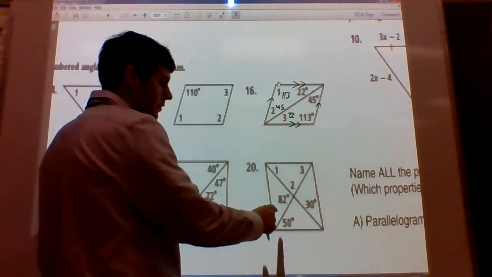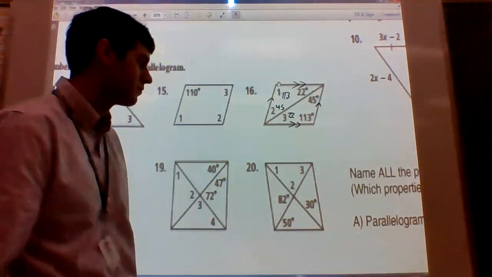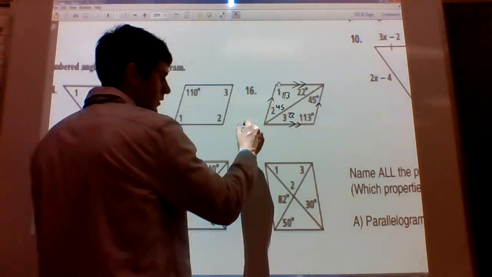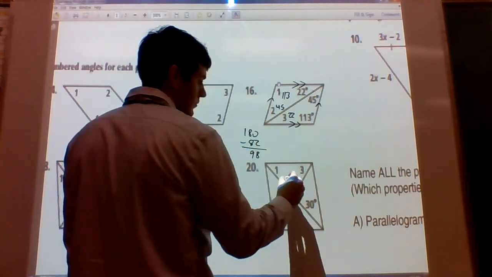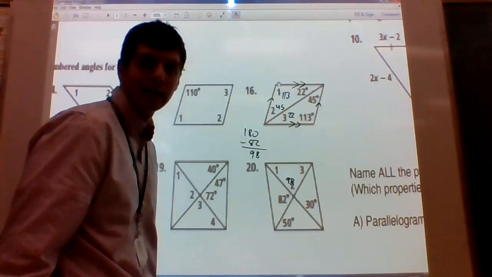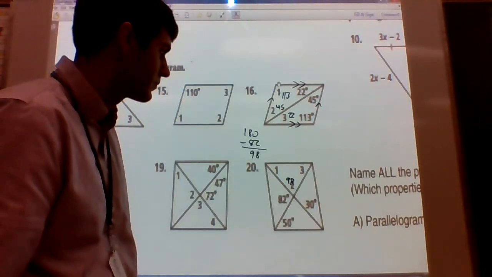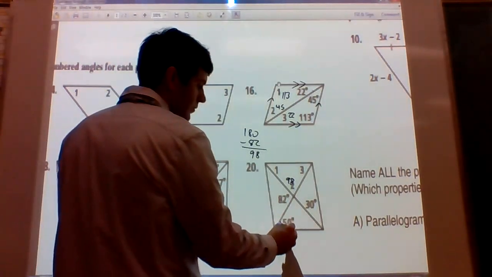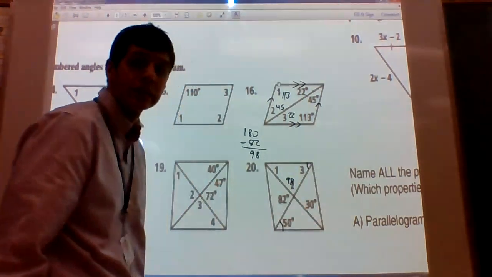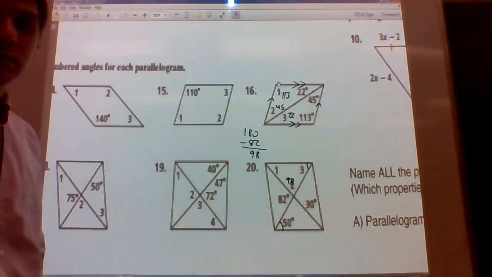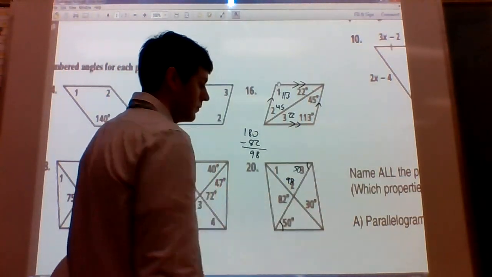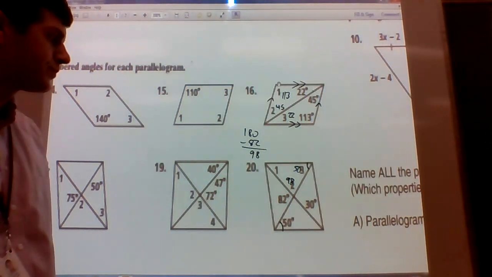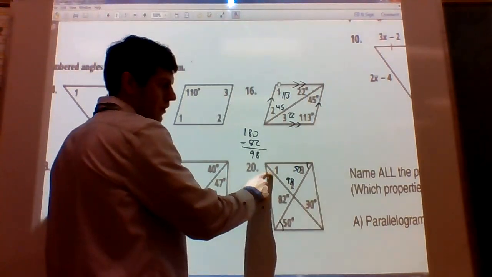So we have a linear pair. So 180 minus 82 is going to give us 98. So angle 2 is going to be 98. Here we have, again, alternate interior angles. We know alternate interior angles are congruent, so this is going to be 50. And that's going to allow us to find the measure of angle 1.